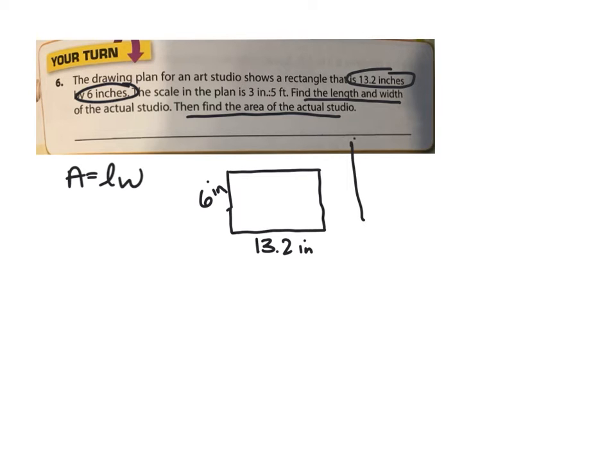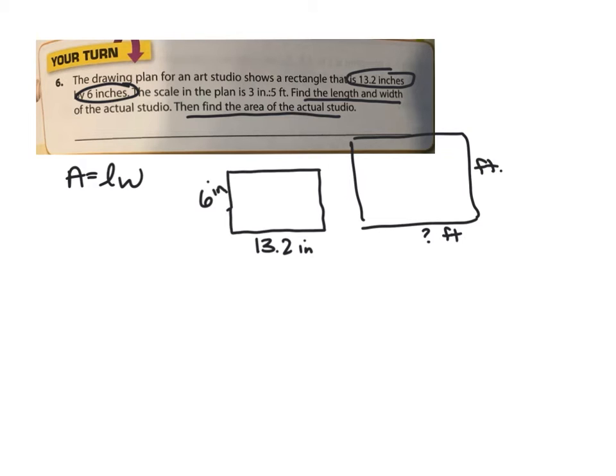The rectangle is 13.2 inches by 6 inches. Let's draw that. This is the drawing plan. So it's the small one, 13.2 inches by 6 inches. Okay? And of course, we're going to have a great big wall or floor or something. It's the studio. We just don't know how many feet by how many feet. But when we do know, we'll be able to find the length, width, and multiply them together for the area.